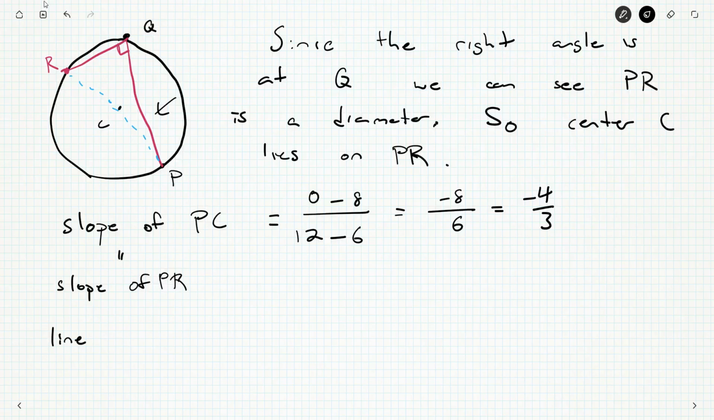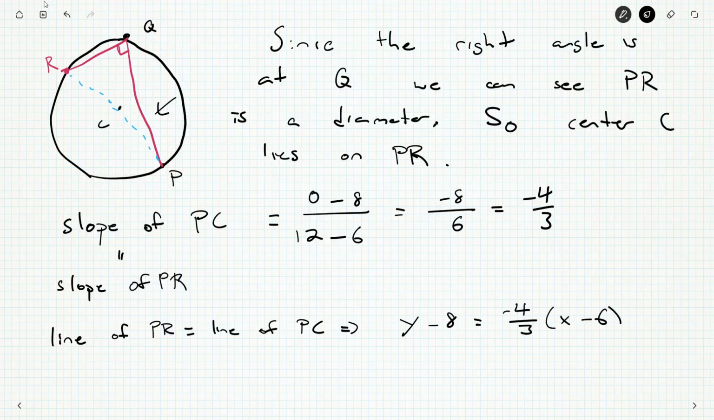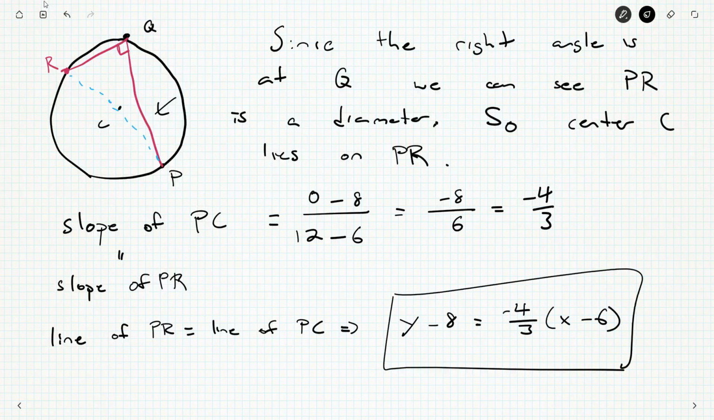So that tells me the line that is PR, which is the same as the line of PC, whose coordinates, like we have enough coordinates for P and C to figure this out, is going to be y equals, well, let's do it with point slope form of the line. So y minus a y coordinate is slope times x minus an x coordinate. Okay, so this is the equation of the line. So now let's intersect this with our circle.